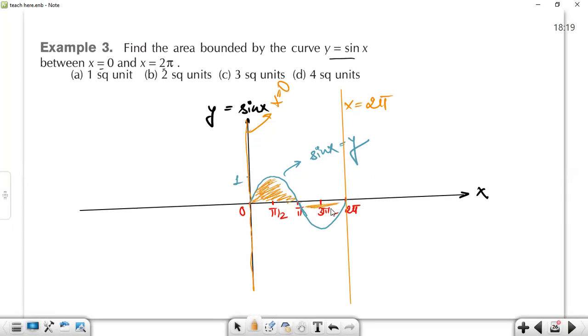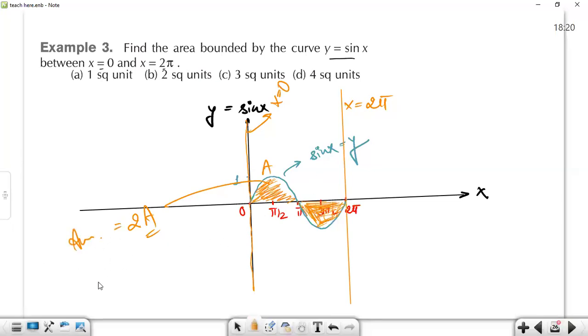This area plus this area. Yes. So we have to find out the area of these two areas. As we can see from the graph, this area and this area are equal. So we'll just find out the area of this and double it. The area of A, we will double it for our answer.